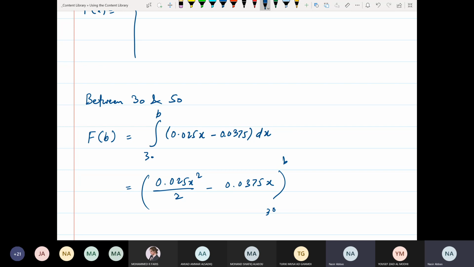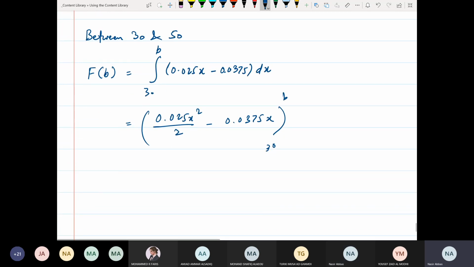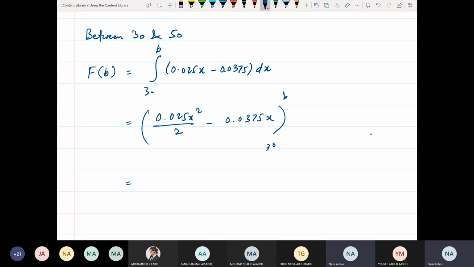So when you put b, this will be 0.025 b square over 2 minus 0.0375 b, minus, then you put 30 square times this whole thing. Can anyone tell me by putting 30 in this function?